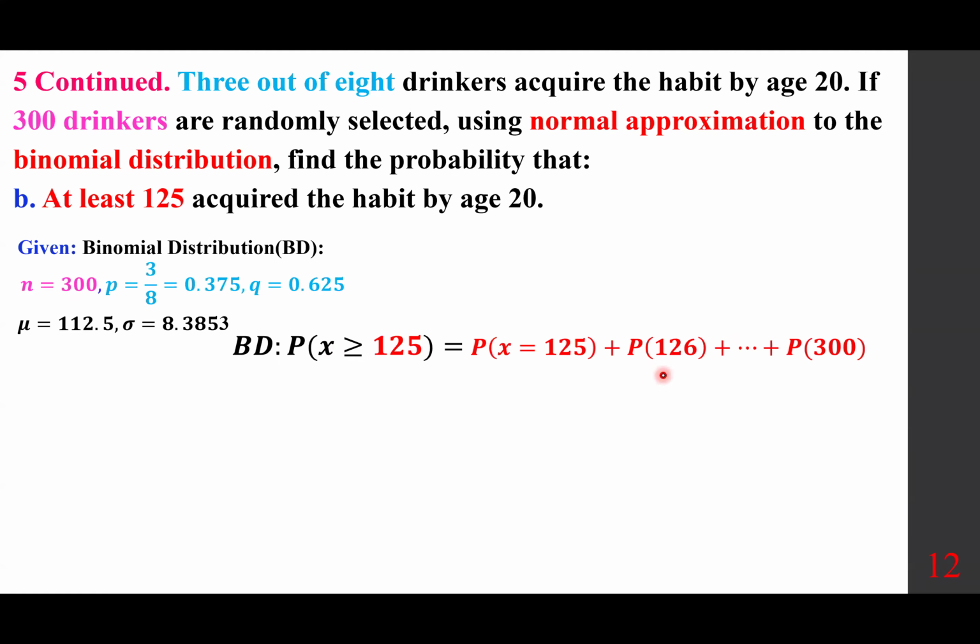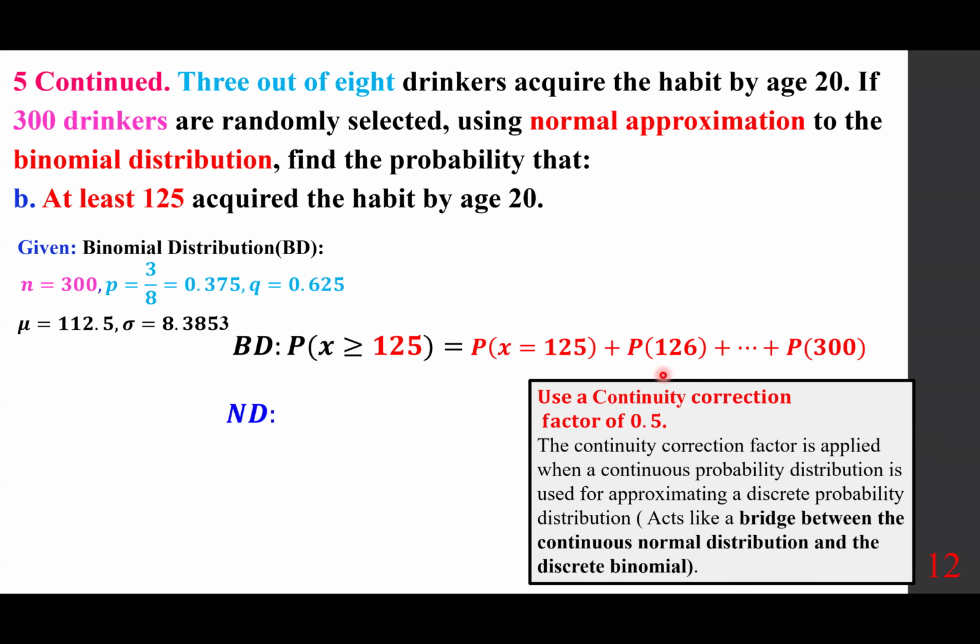So having said that, the normal distribution becomes what? Now, let me explain about this continuity correction factor. Use a continuity correction factor of 0.5. The continuity correction factor is applied when a continuous probability distribution is used for approximating a discrete probability distribution. It acts like a bridge between the continuous normal distribution and the discrete binomial distribution. So having said that, we have two choices.